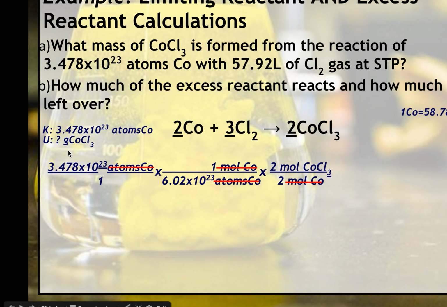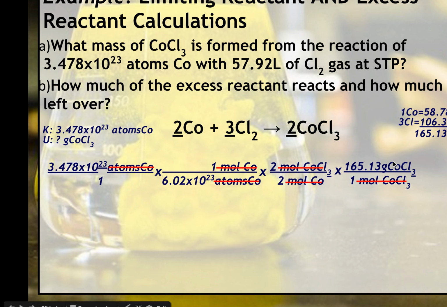Now, because I have to go to grams, I've got to find out how much a mole of cobalt chloride weighs. So I'm just figuring out the molar mass right here. So 1 mole would be 165.13 grams. Put that into my calculation. Make sure my units cancel out.